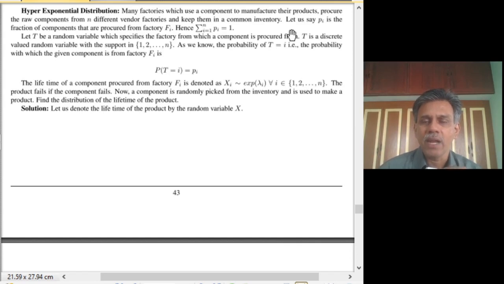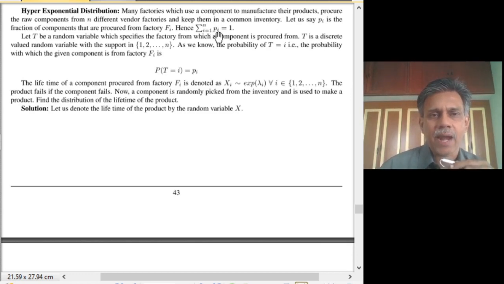So now what will be the lifetime of this randomly picked component? The only thing that we know is it is exponentially distributed. If it comes from the ith factory, it will have a lifetime xi with a parameter lambda i. And the probability of that happening is pi, which is the probability that we would source a component from the ith factory. So we have got the probability that a randomly picked component will be from the ith type. So sigma i varying from 1 to n, pi is equal to 1.